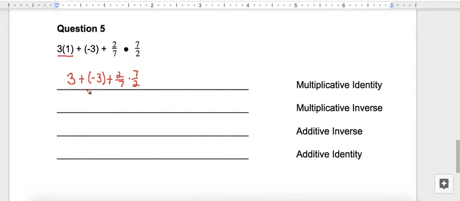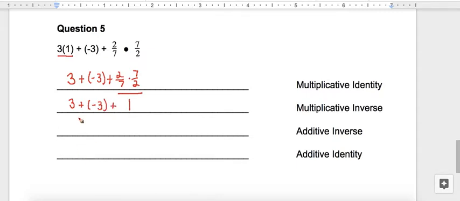Okay, now it wants me to use the multiplicative inverse. So that's where I multiply by its reciprocal. And I notice I have reciprocals right here, 2/7 times 7/2. And I know when I use the multiplicative inverse, I'm always going to get 1. So I'm going to put a 1 underneath that group. Bring down the 3 plus -3 plus 1.